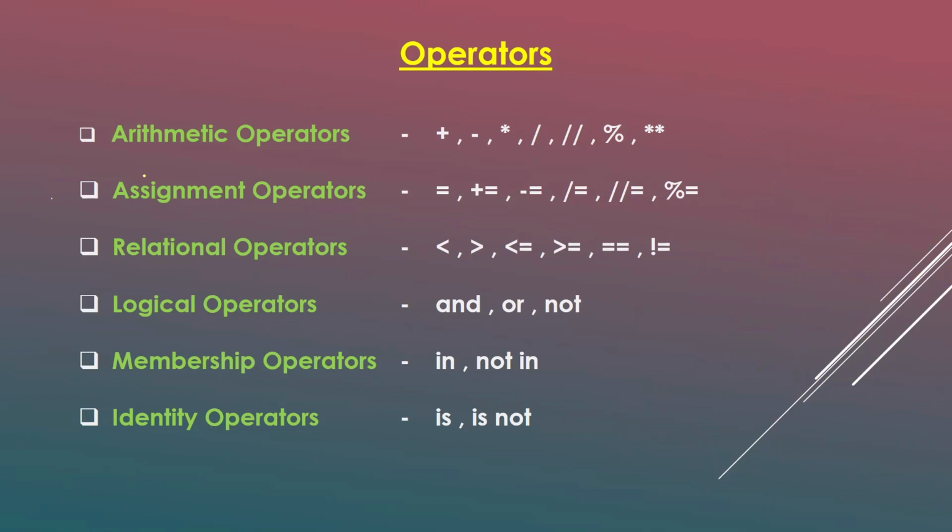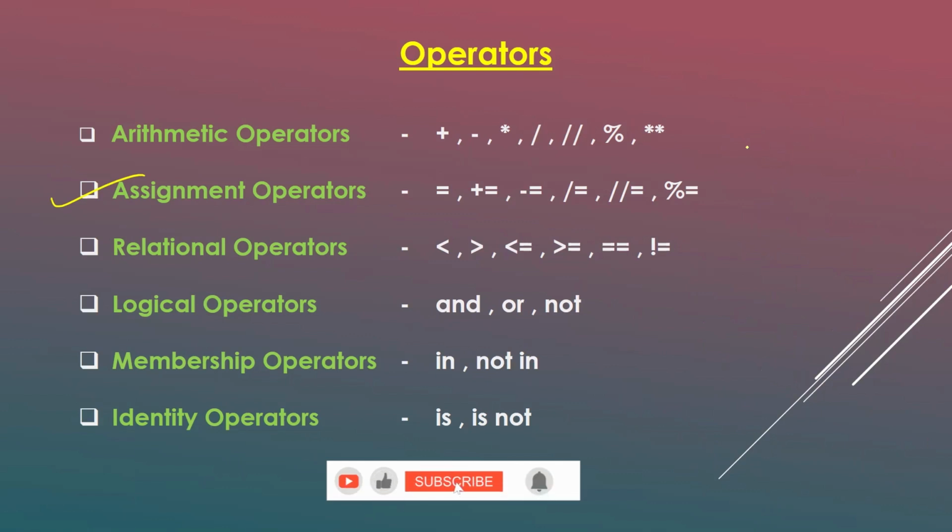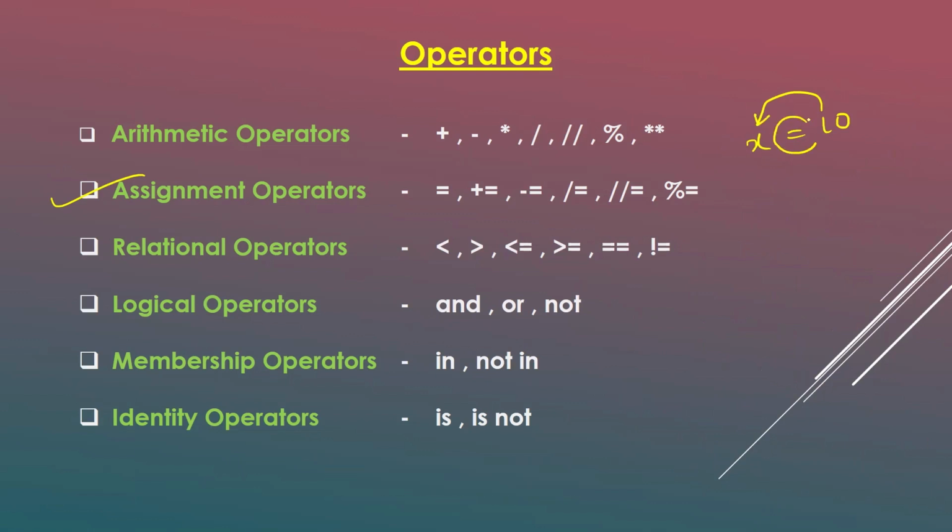Let's discuss another operator called the assignment operator. From the first day onwards, we have been using the assignment operator. What is meant by assignment operator? It means storing a value into a variable. We use a symbol for this, the equal to symbol. We call it an assignment operator.